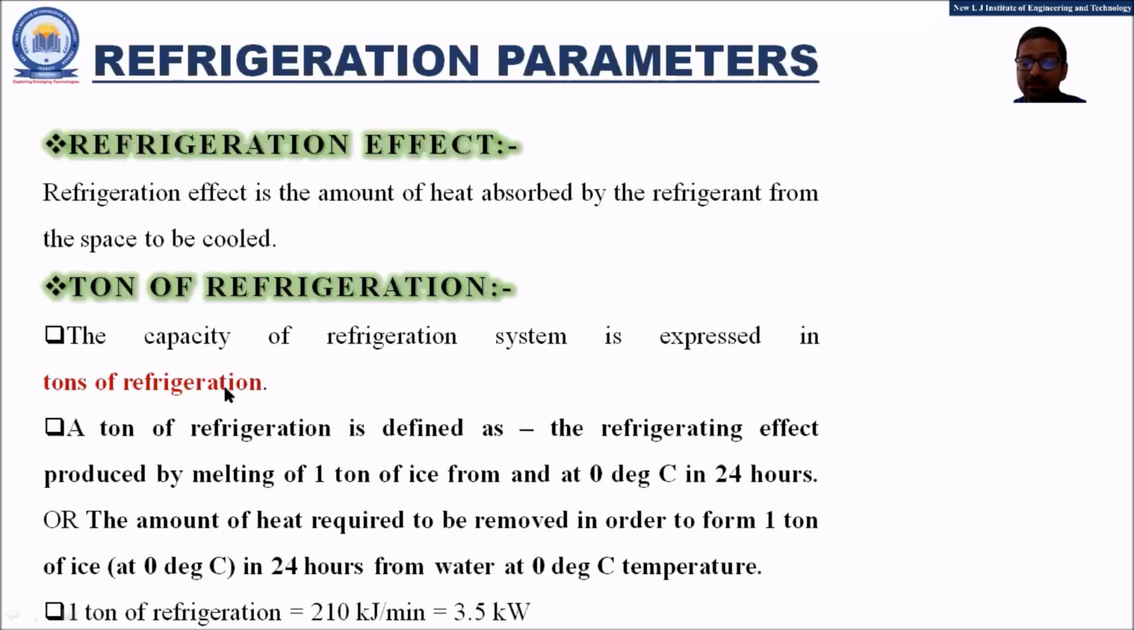Mathematically, 1 ton of refrigeration is equal to 210 kilojoule per minute, or equal to 3.5 kilowatt. Dear students, let me ask you, 1 ton is equal to dash kg. 1 ton is equal to how much kg? Very good. So that is 1000 kg. So this is the concept of ton of refrigeration.